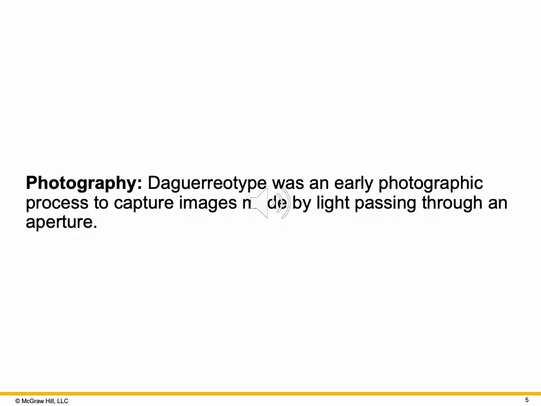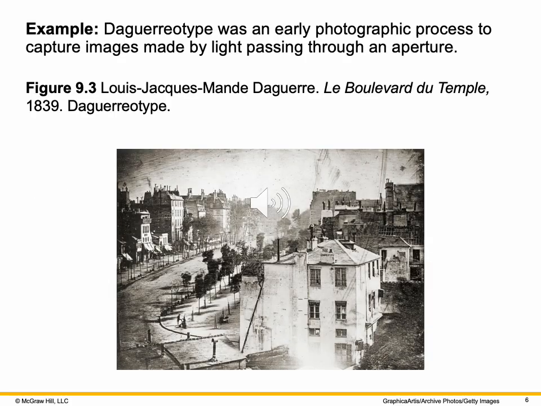Photography. Daguerreotype was an early photographic process to capture images made by light passing through an aperture. An example of a daguerreotype is shown here, and it's an early photographic process which captures an image made by light passing through an aperture.